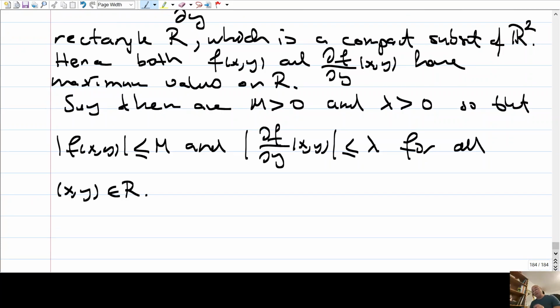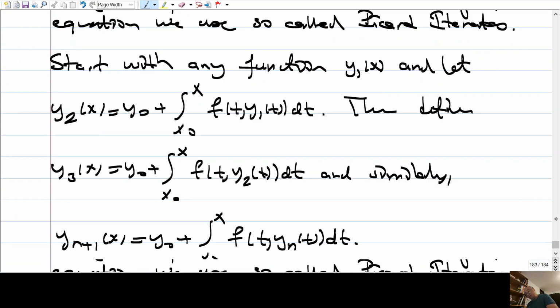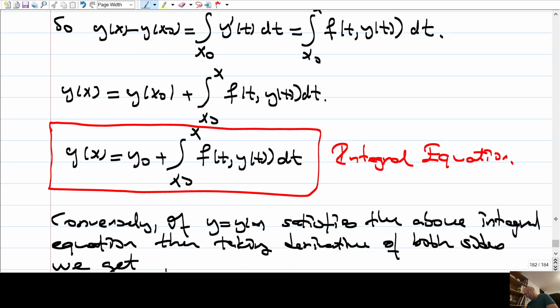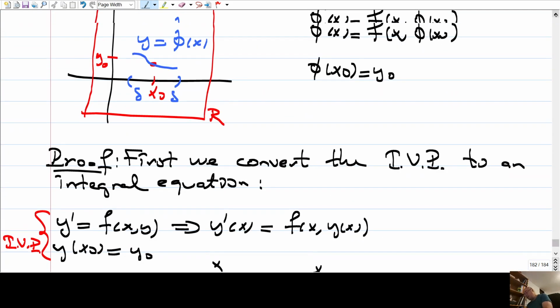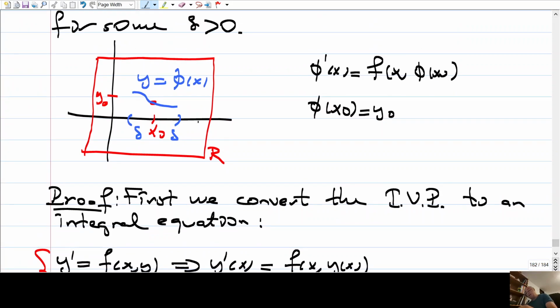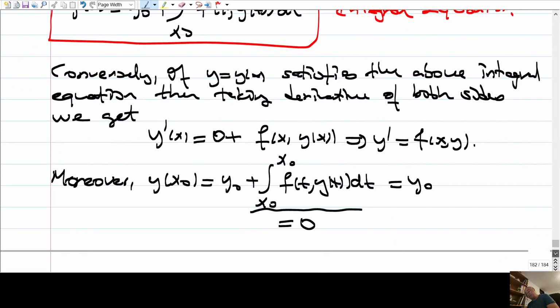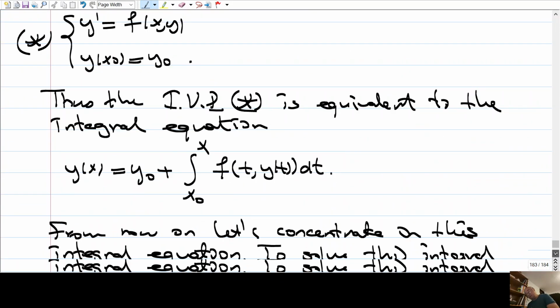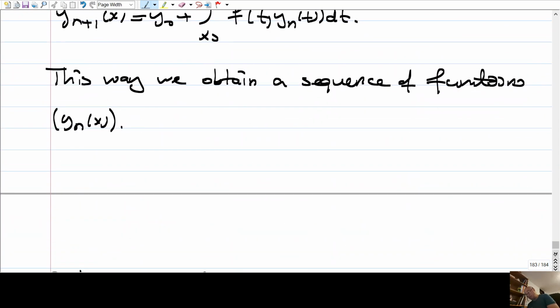Now remember in the theorem I need to define this delta, right? I have to choose delta so that on that interval my solution function phi(x) would be defined. So I have to choose that delta. This is how I will choose it. Now I'll tell you how we pick delta.